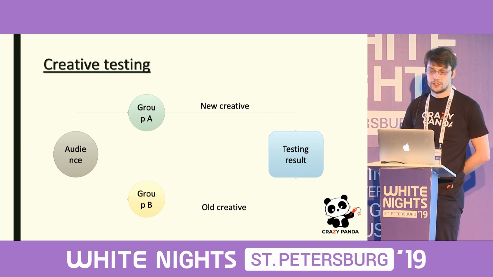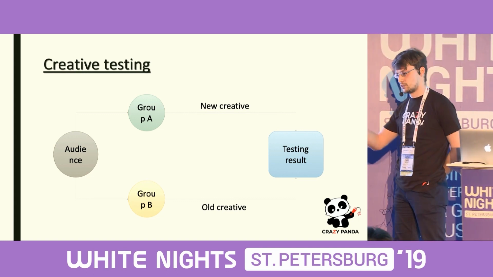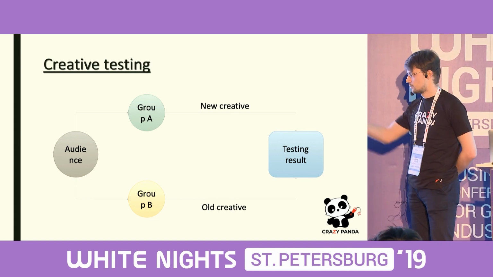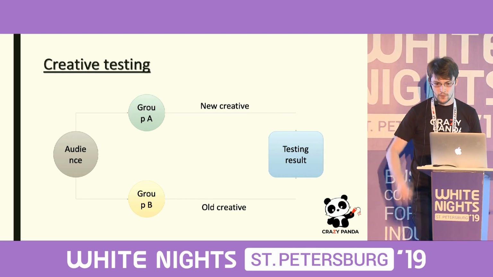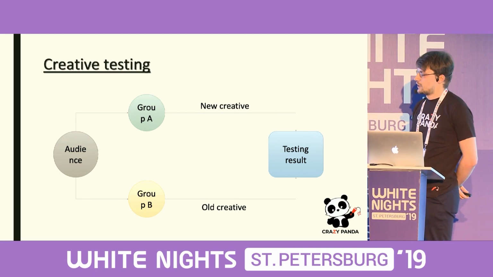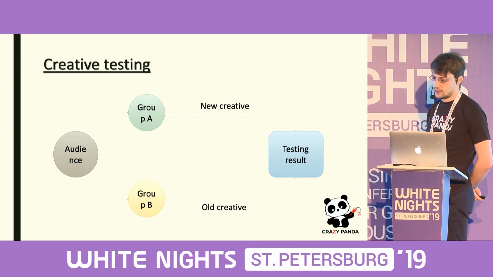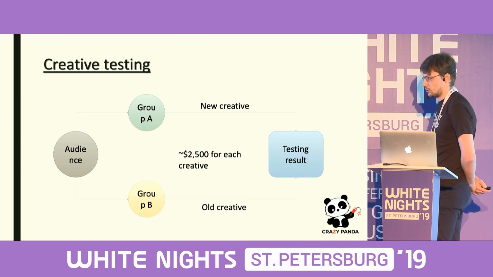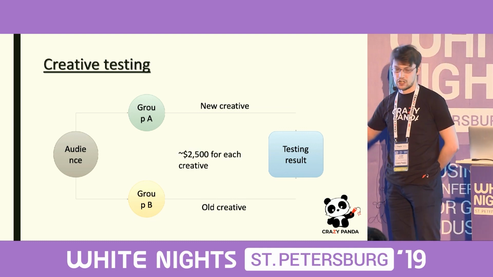Well, after that, we will wait some time, get the results, ask the analyst, and he will say, well, the old one is worse than the new one. Great. The problem is, if, for example, you want to test a new creative against an old one in the USA, you will have to spend a lot. I mean, a lot. About 2.5 for each creative, based on our metrics.